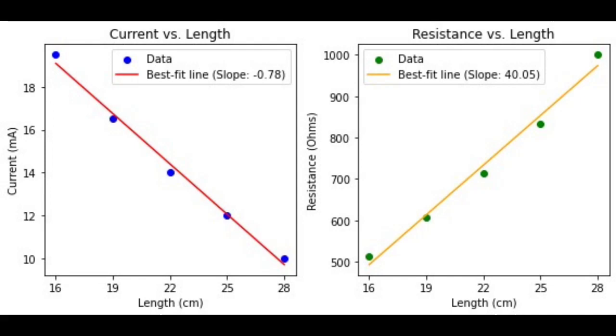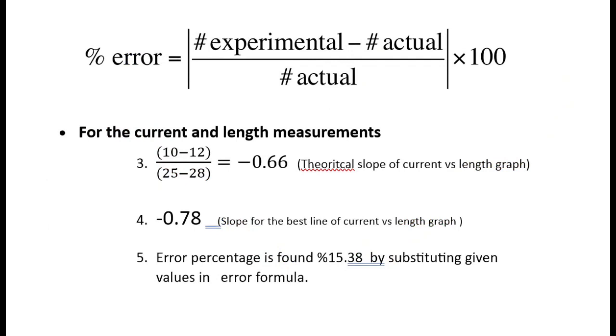I calculated error percentage as 15.38% for the current versus length graph, and then I calculated error percentage for the resistance versus length graph as 9.91%.